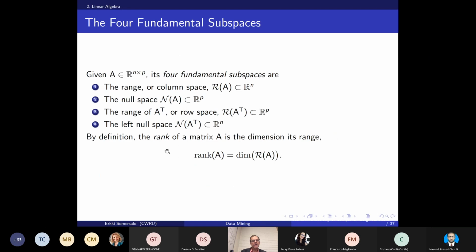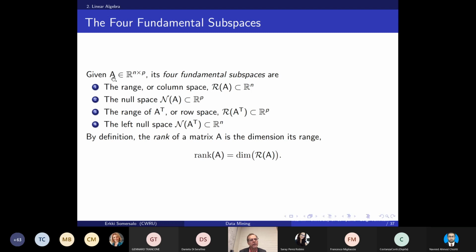Now there is something referred to as the 4 fundamental subspaces. This is not terribly important in this course, but since we are here, I mention it. We may need to use this at some point. So we have this matrix A, and we have already associated 2 vector spaces to it, namely the range of A, which is a subspace of Rn, and the null space of it, which is a subspace of Rp. Now what happens if I take the transpose of A?